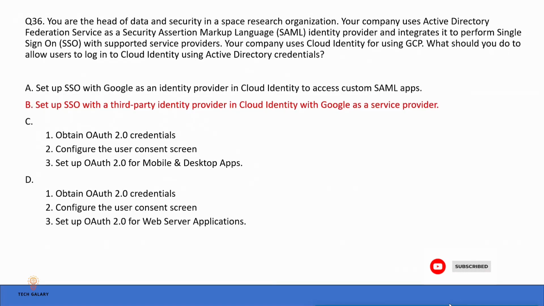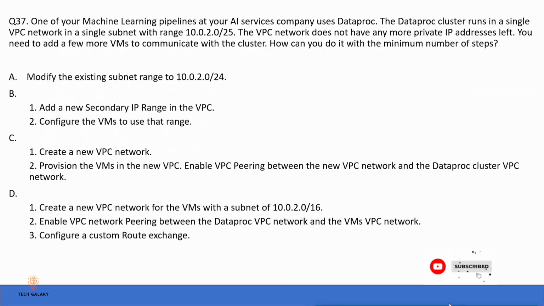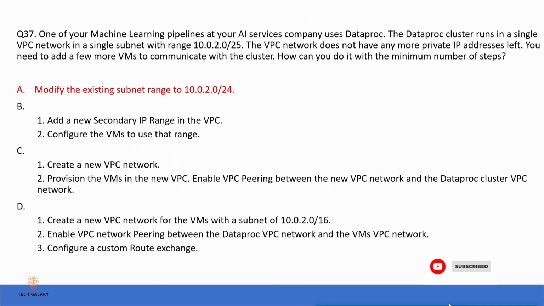Now let's proceed with question 37. One of your machine learning pipelines at your AI services company uses Dataproc. The Dataproc cluster runs in a single VPC network in a single subnet with range 10.0.2.0/25. The VPC network does not have any more private IP addresses left. You need to add a few more VMs to communicate with the cluster. How can you do it with a minimum number of steps? These are the options available, and the correct answer is option A.